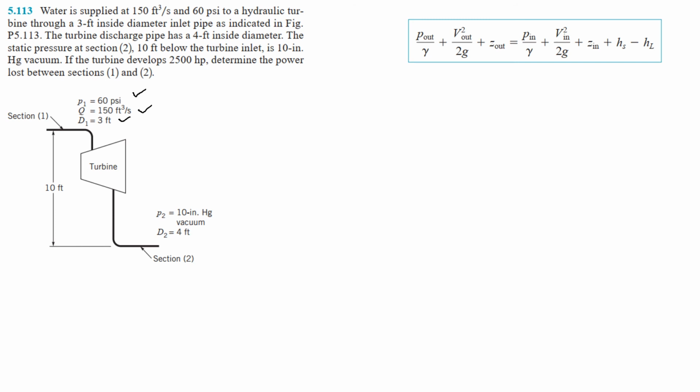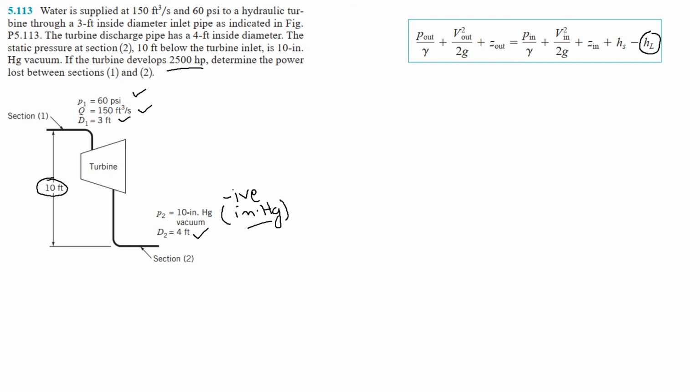The turbine discharge pipe has a 4 feet inside diameter. This is the discharge pipe. The static pressure at section 2, 10 feet below the turbine inlet, is 10-inch mercury vacuum. This is the negative pressure in terms of inches of mercury, so its value will be negative. If the turbine develops 2500 horsepower, determine the power lost between section 1 and section 2. So we are going to find the power lost when the water comes from section 1, strikes the turbine, and then moves on to section 2. The total height between section 1 and section 2 is given as 10 feet.